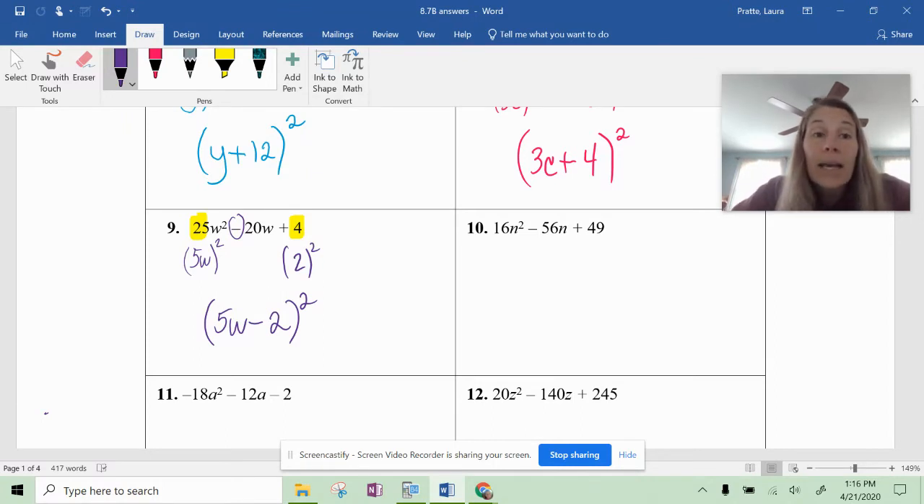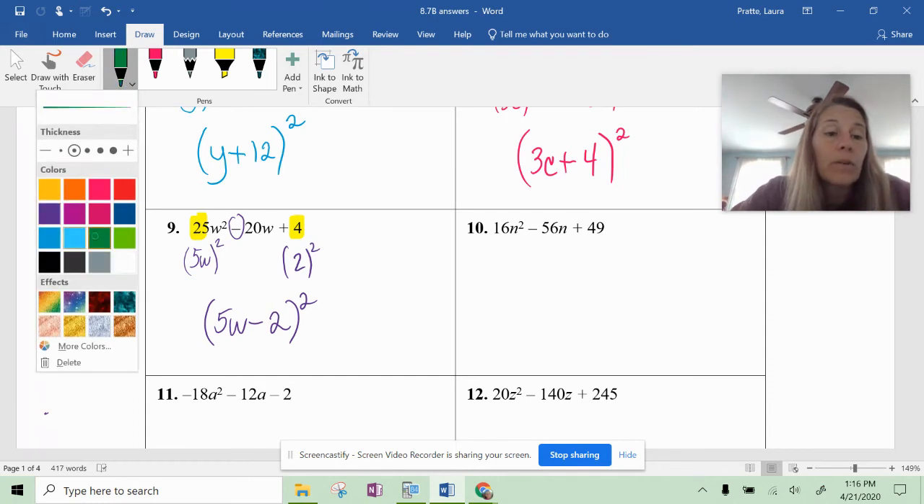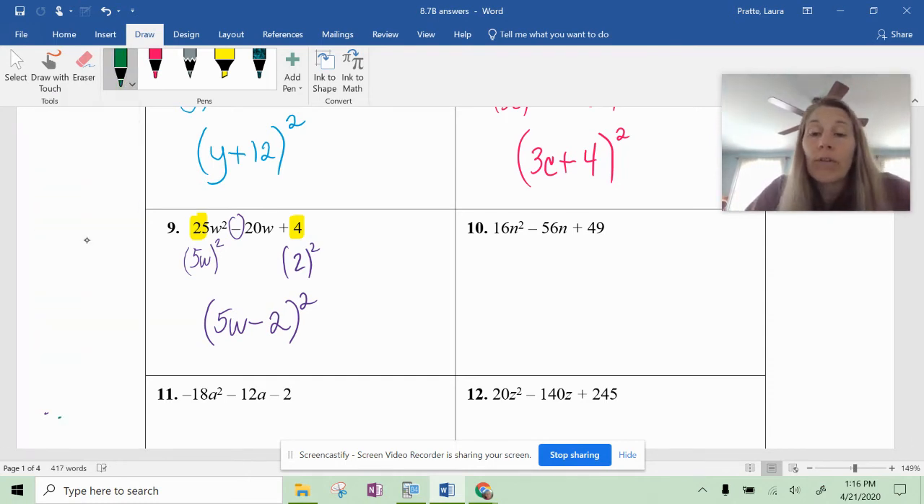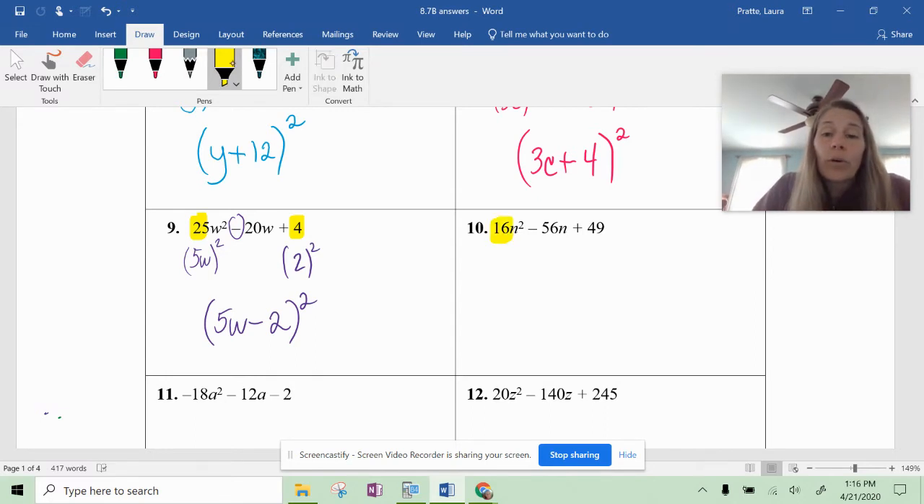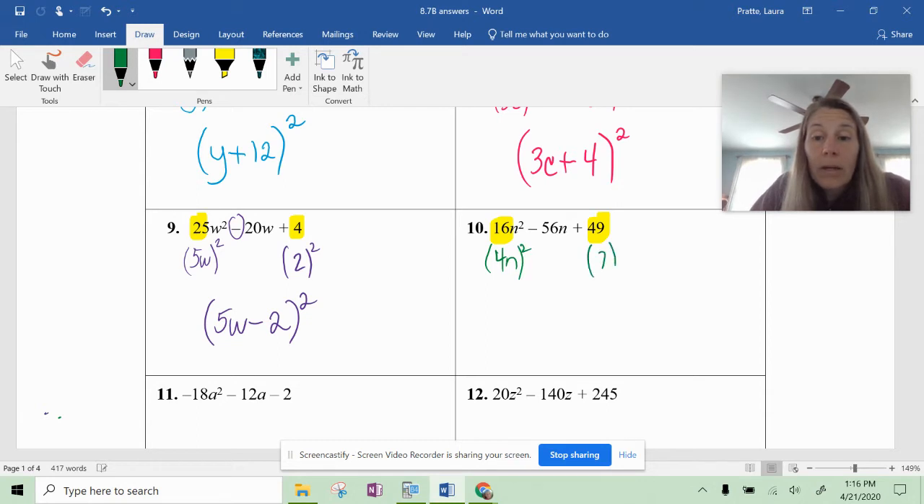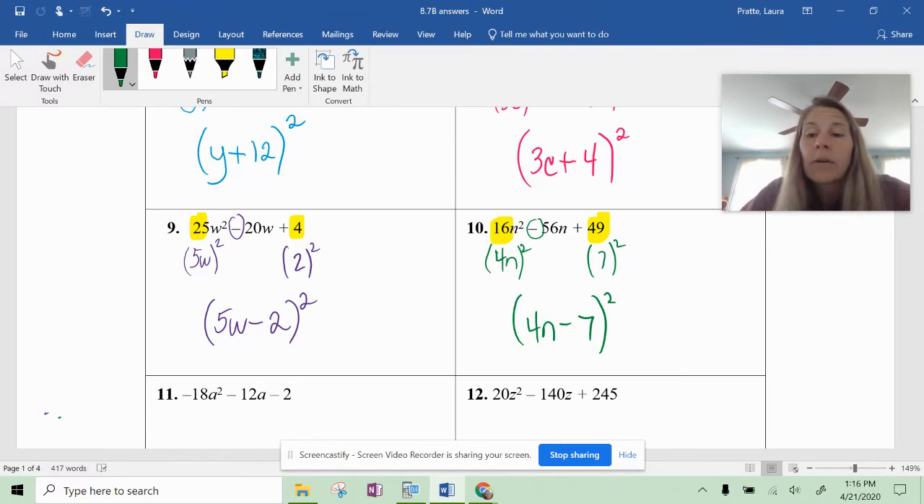Okay, number 10, once again, checking for that GCF. When I take a first look at it, 16 and 49 are perfect squares, but there is no GCF, like 7 doesn't come out of 16 or whatever. So I do have the 2 perfect squares though. So when I go to do this problem, what number squared is 16? Well, the square root of 16 is 4, so that's really a 4n squared. 49 is really a 7 squared. So in your parentheses, you're going to write 4n minus 7. The minus is because the problem has a minus as its first sign, and then squared.